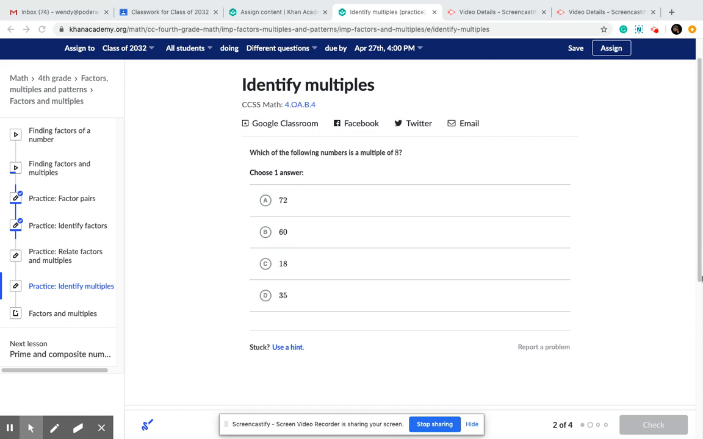Idealistas will be able to identify multiples. Yay! Okay, so let's see.